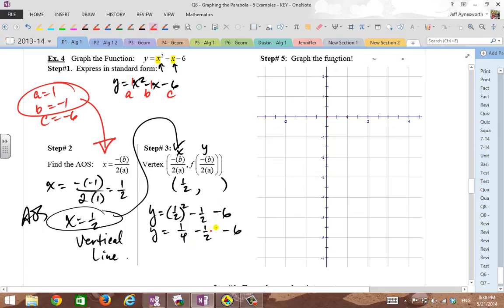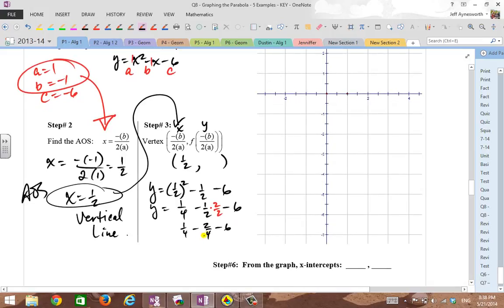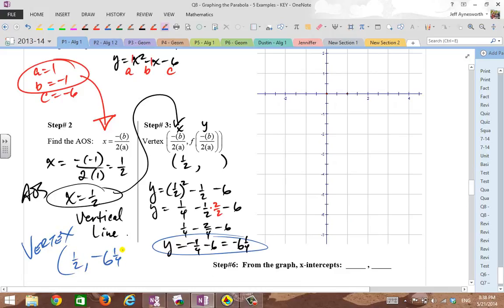As you saw me do in my prior lessons, I've got to form a common denominator. So I multiply this by 2/2, and I get 1/4 minus 2/4 minus 6. Well, 1/4 minus 2/4 is -1/4, minus 6. That's -6 1/4. And so I know my vertex now. I know that y is -6 1/4 and x is 1/2, so my vertex is (1/2, -6 1/4).